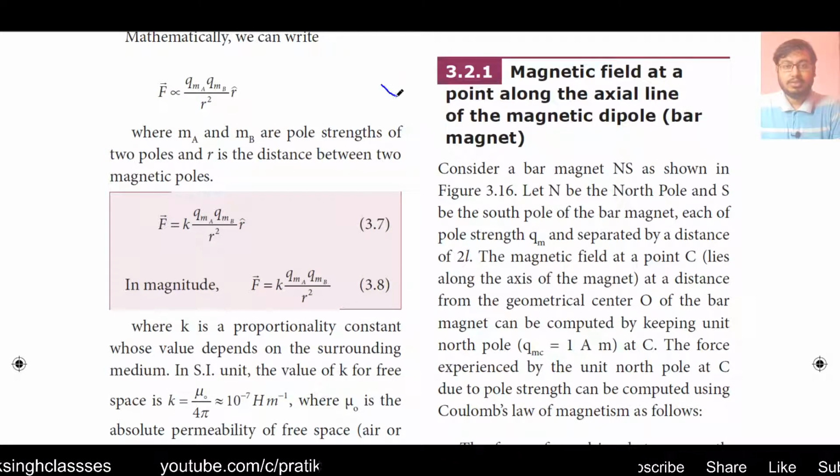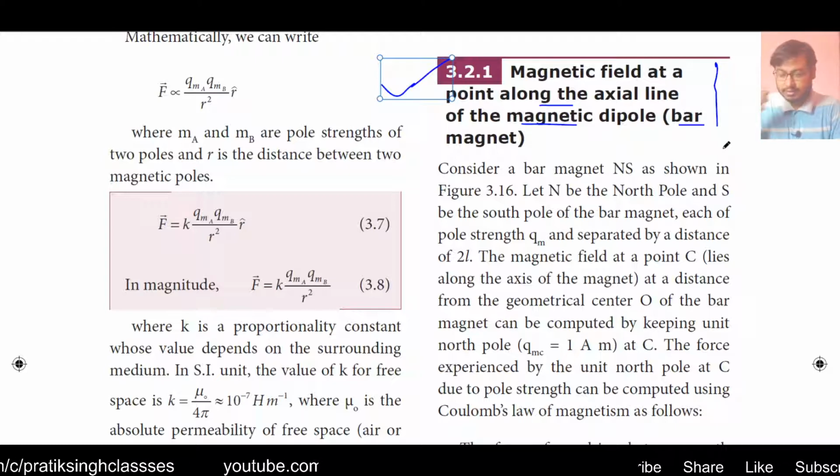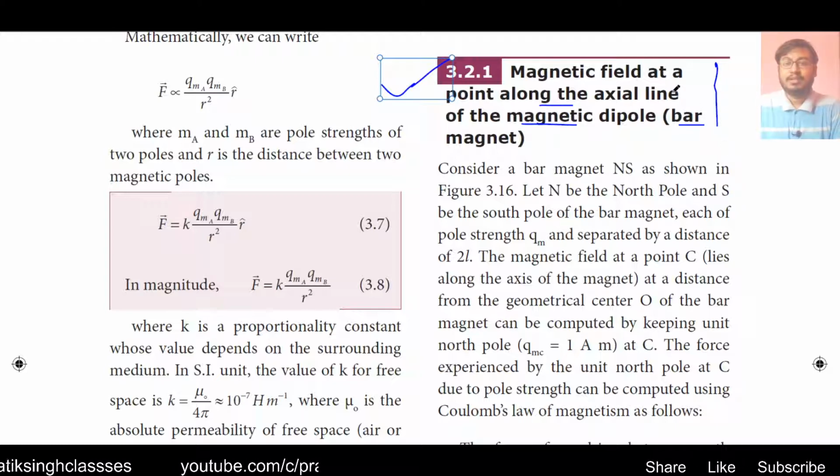In our previous video, we studied section 3.2.1, which was about the magnetic field at a point along the axial line of the magnetic dipole or bar magnet. This topic was very interesting, and it is also correlated to the electric field at a point along the axial line of an electric dipole, which we have already seen in our previous units video.